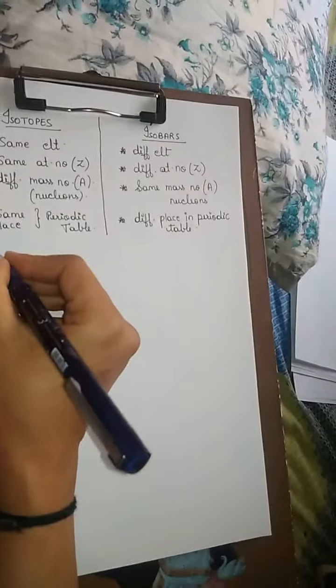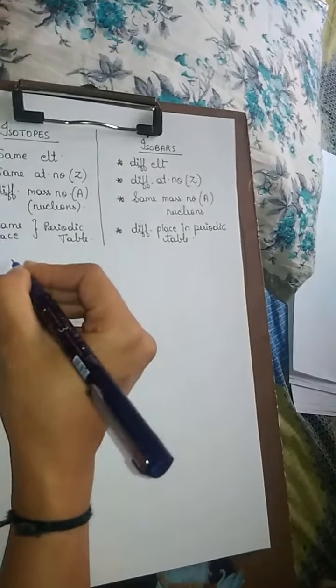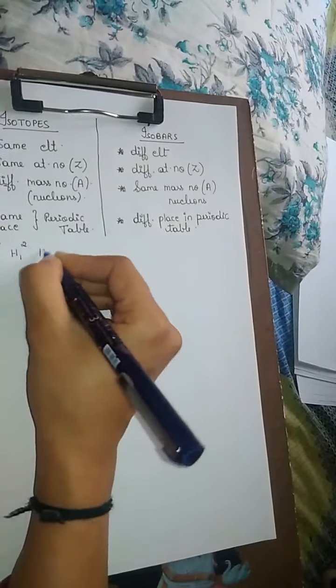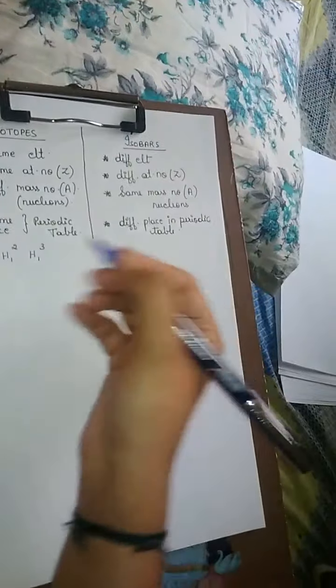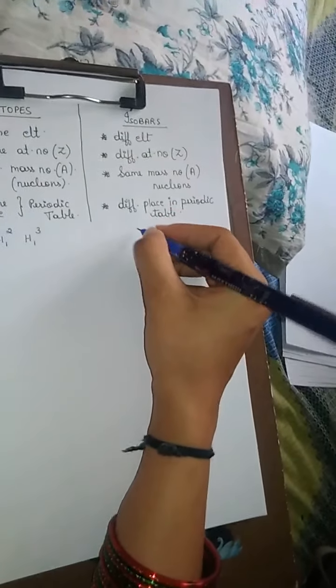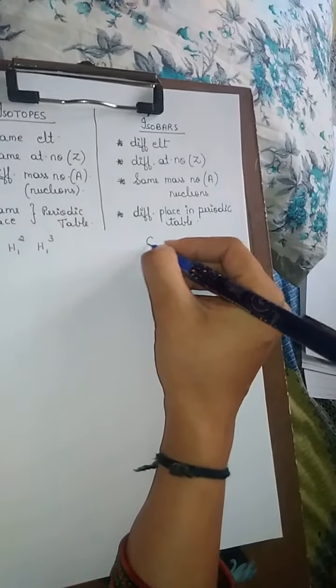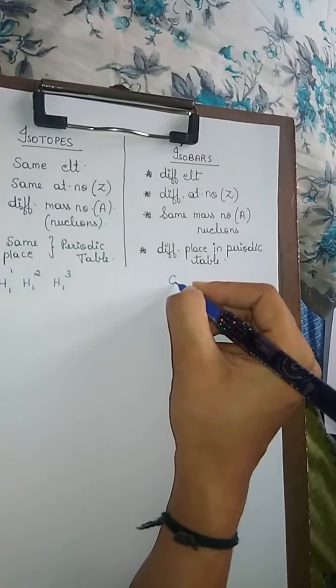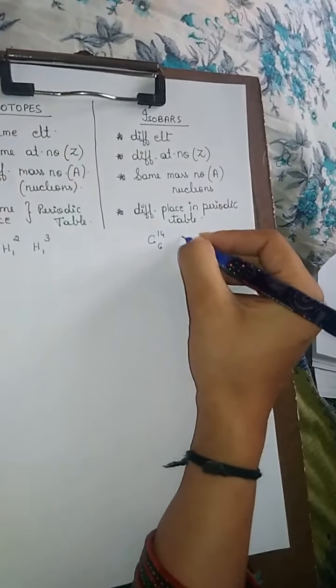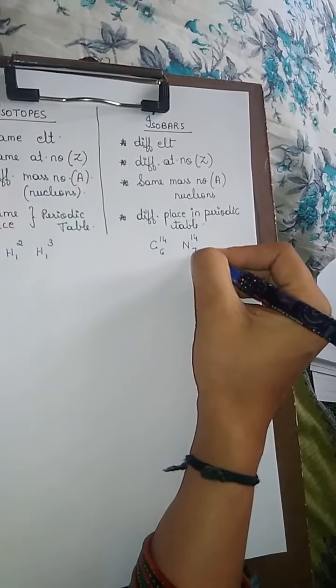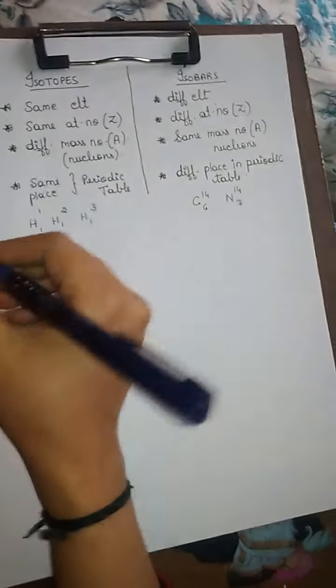Now as you already know, examples for isotopes are H 1 1, H 1 2, H 1 3, or different ones. There are many other examples also. And for isobars, it is C 14 6 and N 14 7. Correct? So this is the difference between the isotopes and isobars.